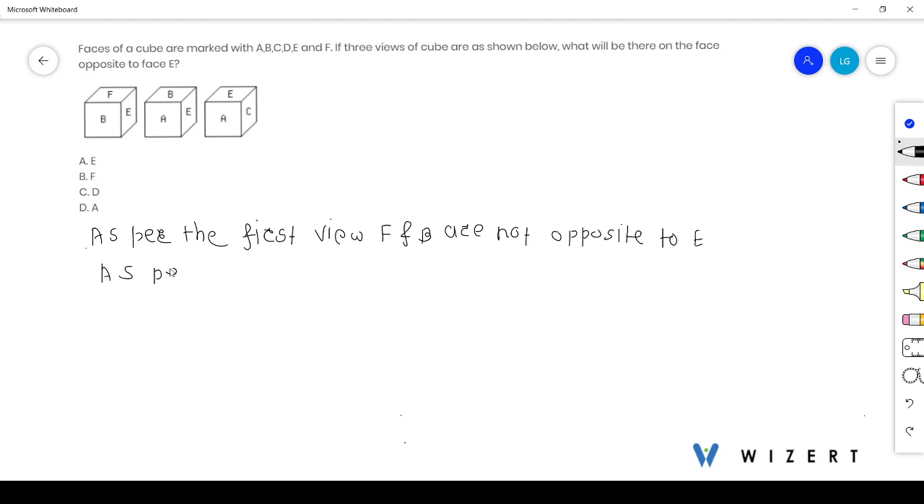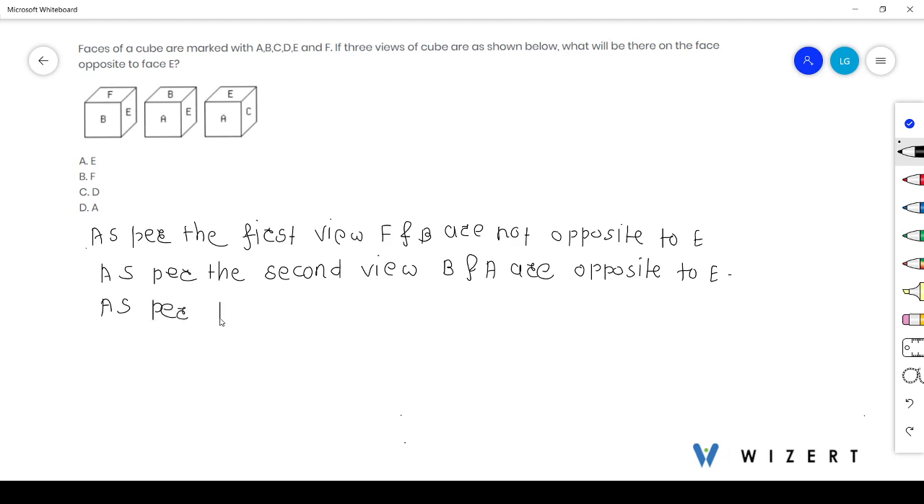Similarly, as per the second view, we can observe that B and A are adjacent to E. That is, B and A are not opposite to E.